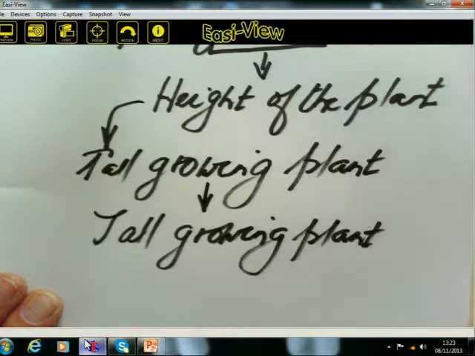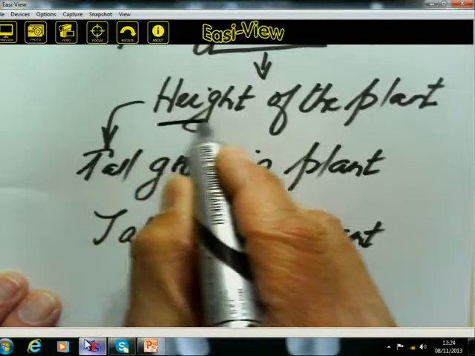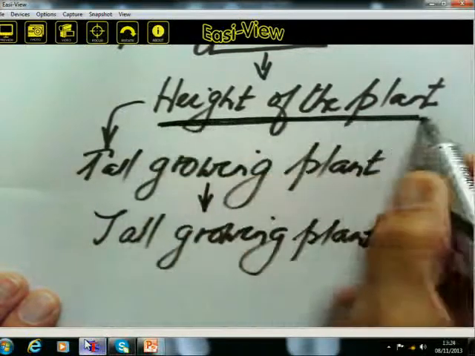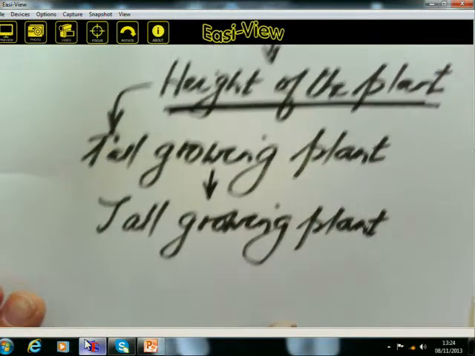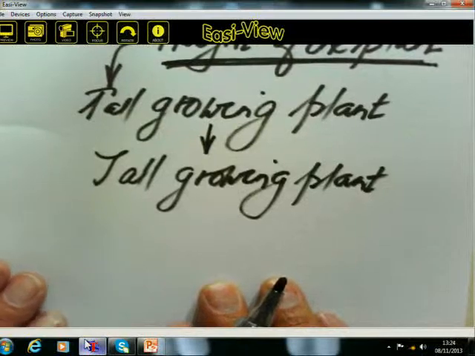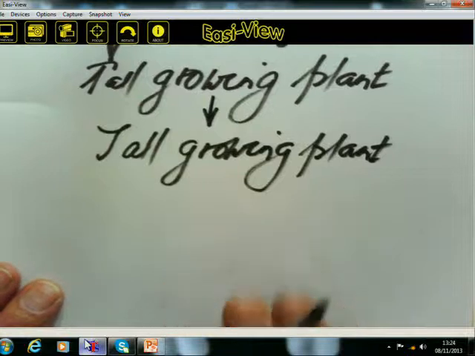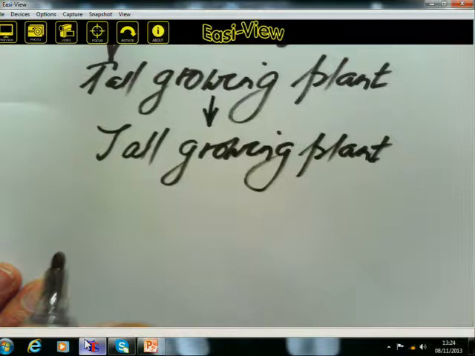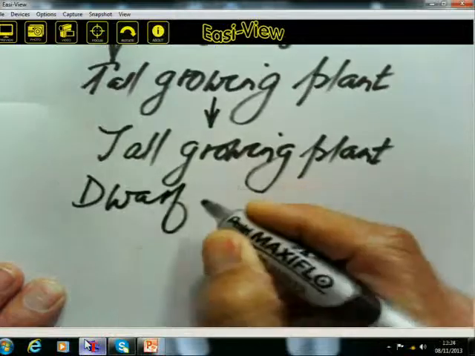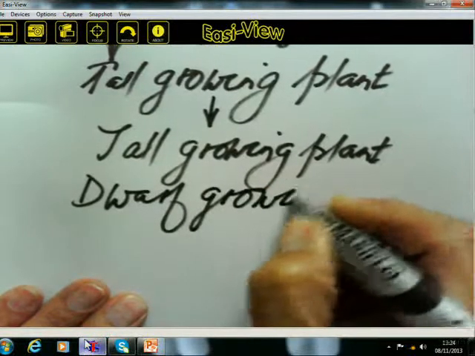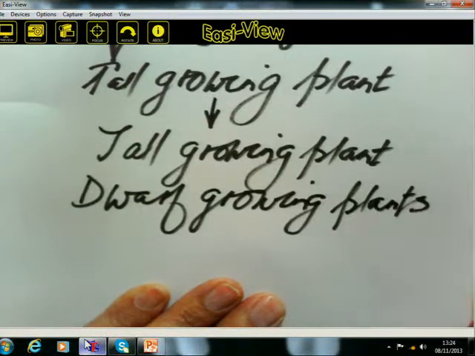Bear in mind, boys and girls, that I only work with one characteristic. In this case, I work with the height of the plant. So in terms of that specific characteristic, the plants were true breeding. But bear in mind, if I go along and I say to you, he also found, that is Mr. Mendel, also found that dwarf growing plants were also true breeding in terms of that specific characteristic.